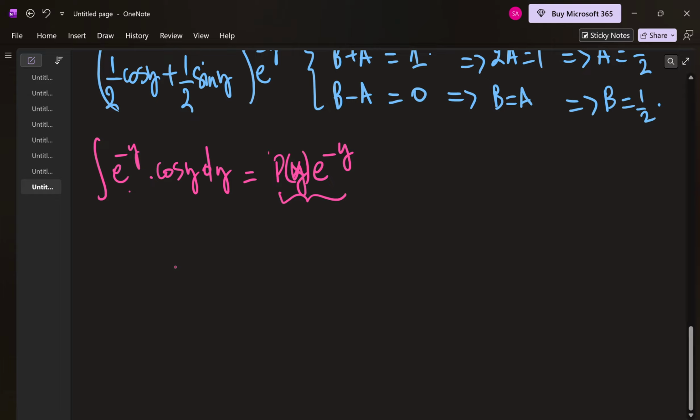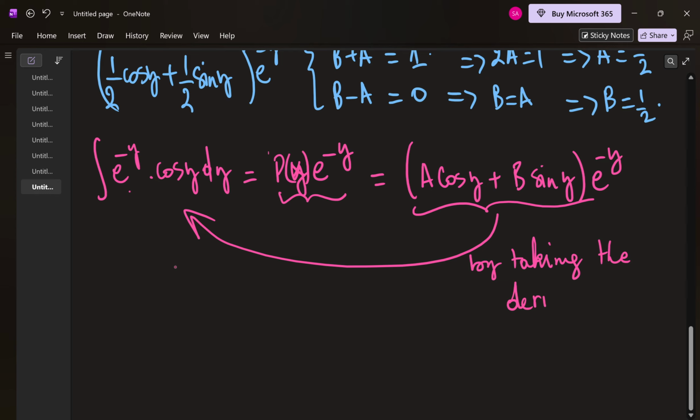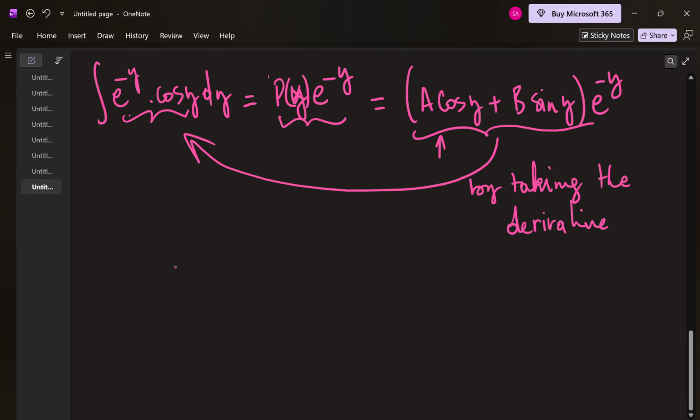A cos y plus b sin y, exponential minus y. So this is the integral we are looking for; if we take the derivative, we find this function. So let's compute the derivative of this guy. If you compute the derivative of this guy, what do you get?